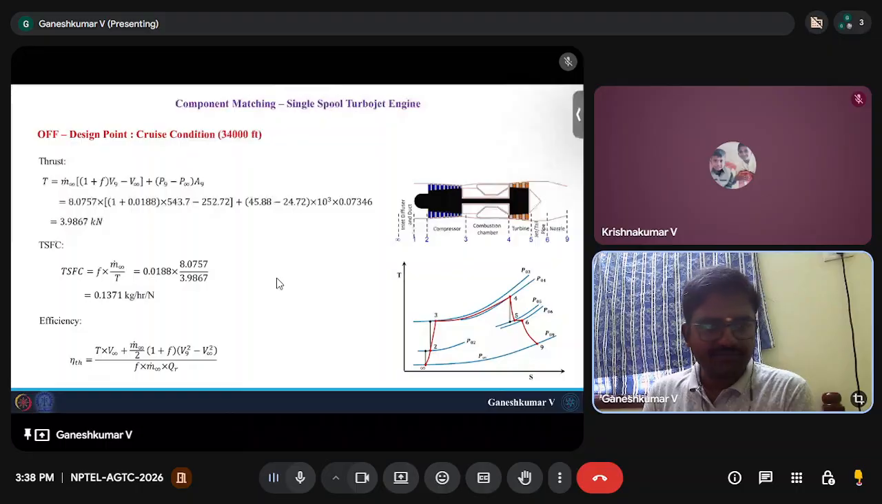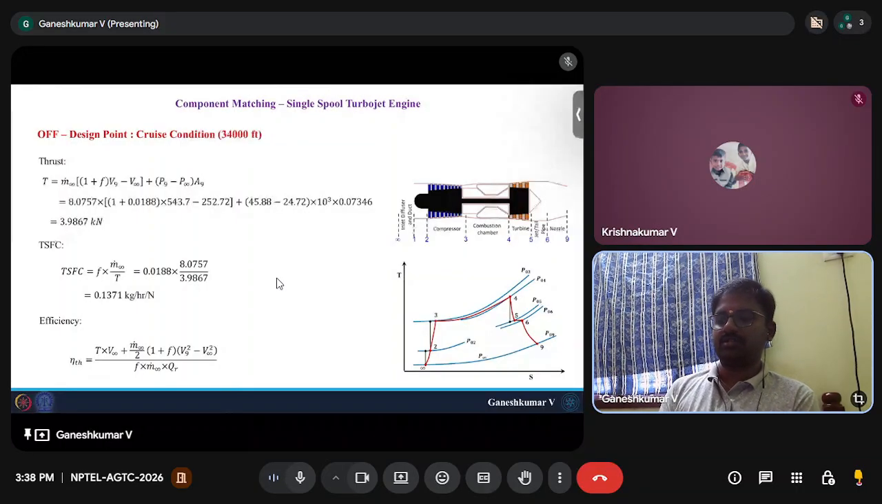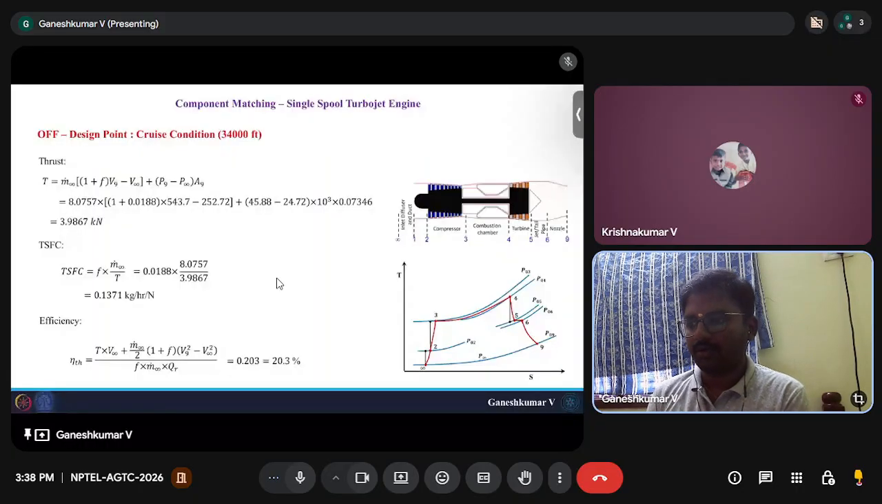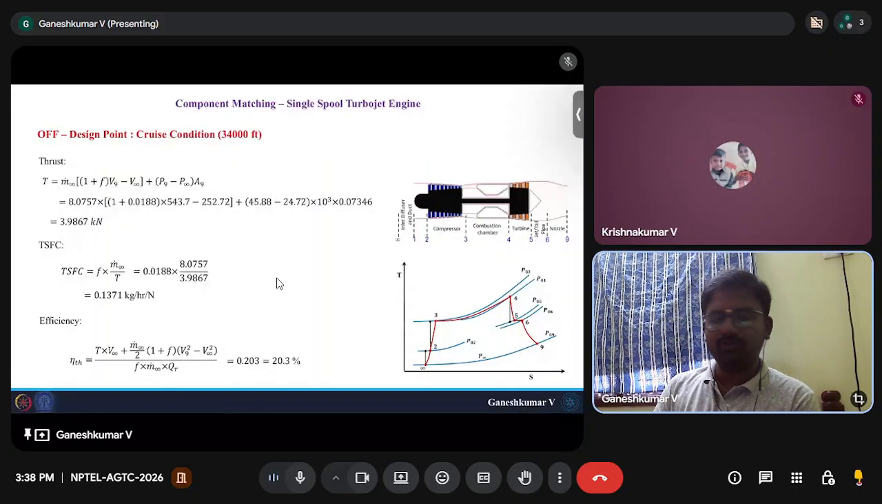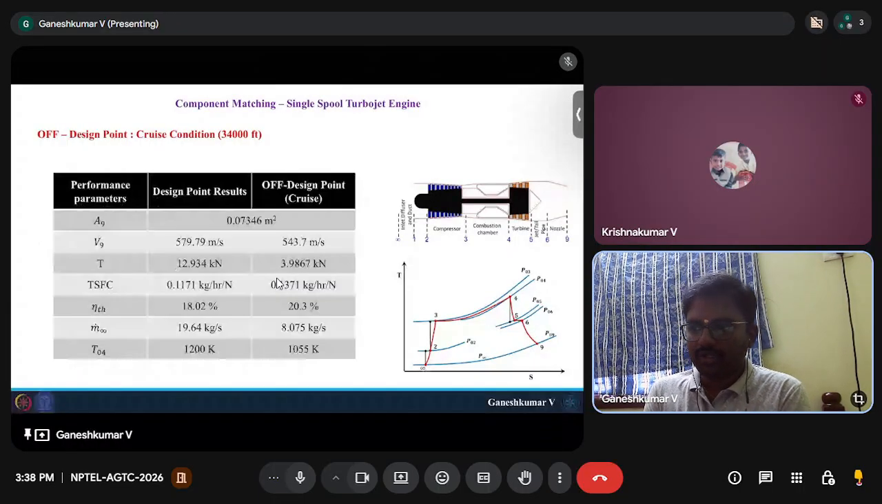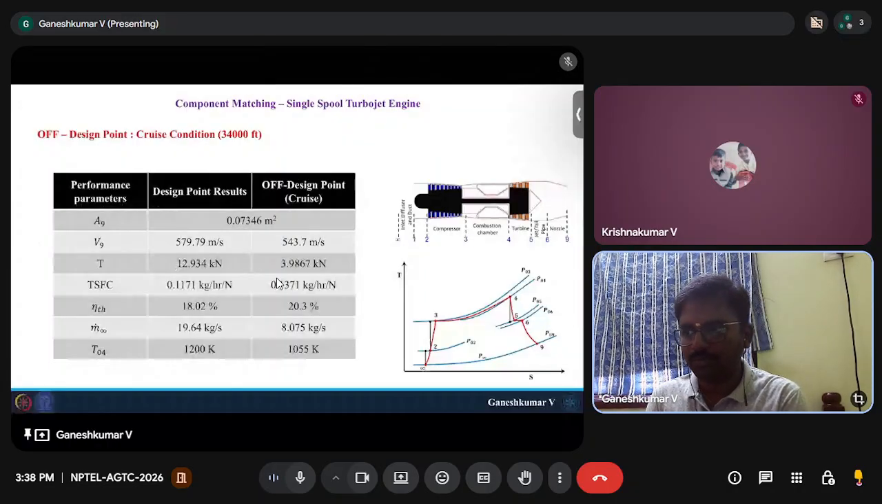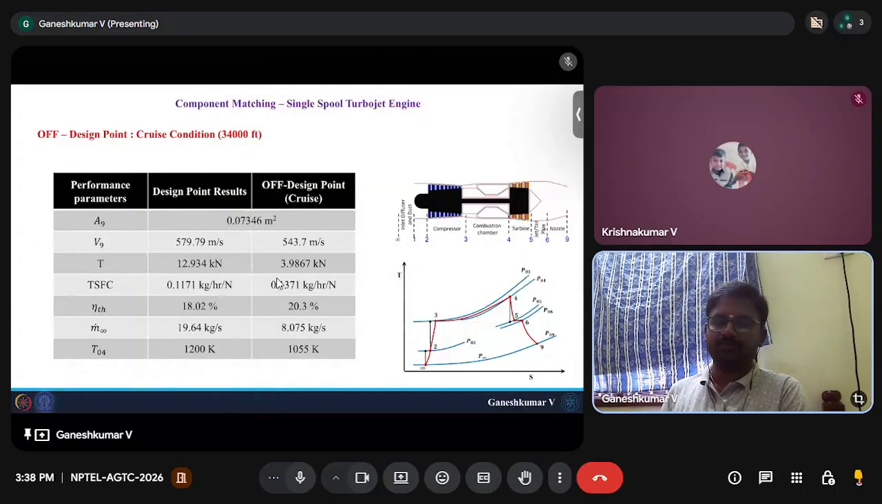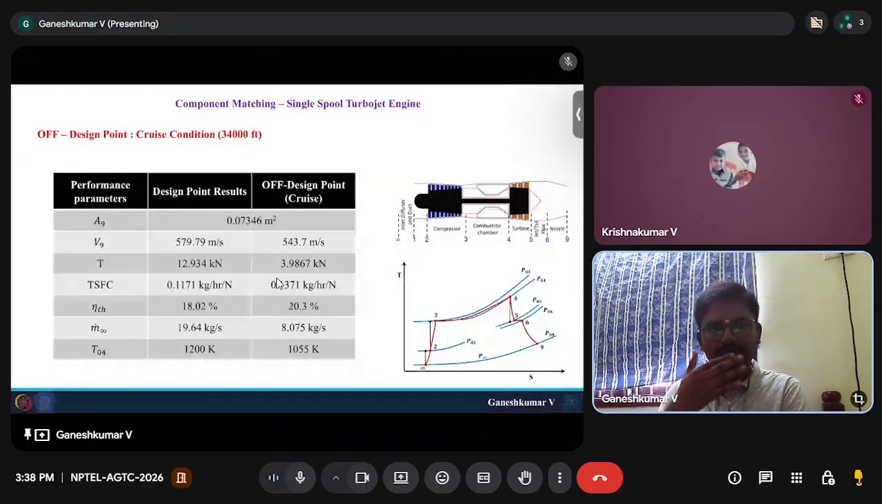All right. So finally, efficiency also you can calculate, and the efficiency comes out to be around 20.3%. All right. Now we will do side-by-side comparison. So for the design point, now for the off design point, you will not find area. Even if you find, it's going to be same. That's the whole point of this analysis. So area here is going to be same because it is already designed.